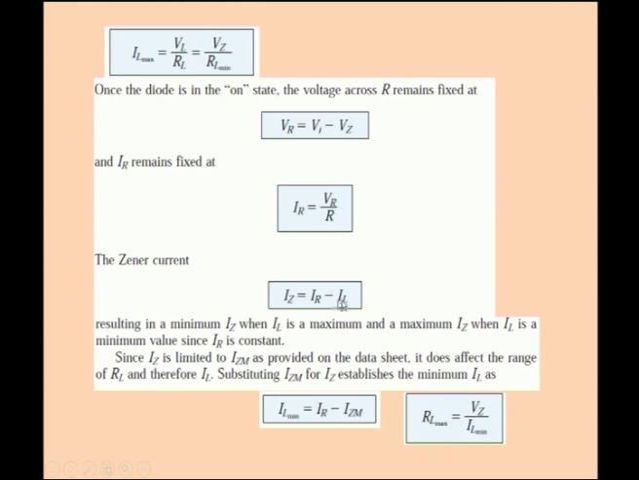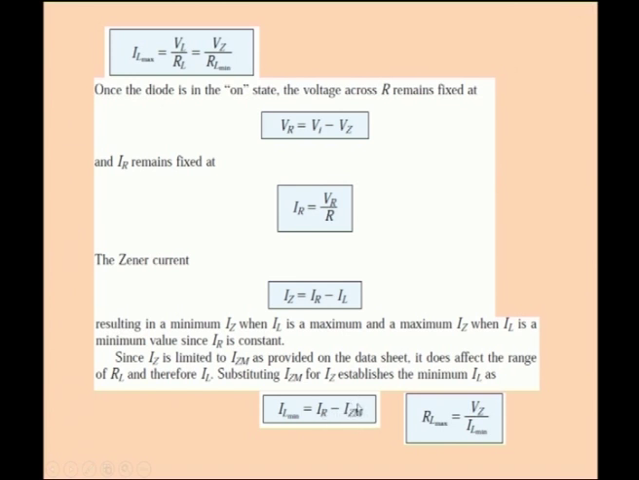The Zener current IZ, from Kirchhoff's current law, is IZ equal to IR minus IL. From this equation, the load current is the term which determines the Zener current. If the load current is maximum, then the Zener current is minimum, because IR is fixed, and if the maximum value is subtracted from this fixed value, the Zener current is reduced. If IL is minimum, and a minimum current is subtracted from the fixed value, then the Zener current is maximum. So, IL minimum is IR minus IZ minimum.